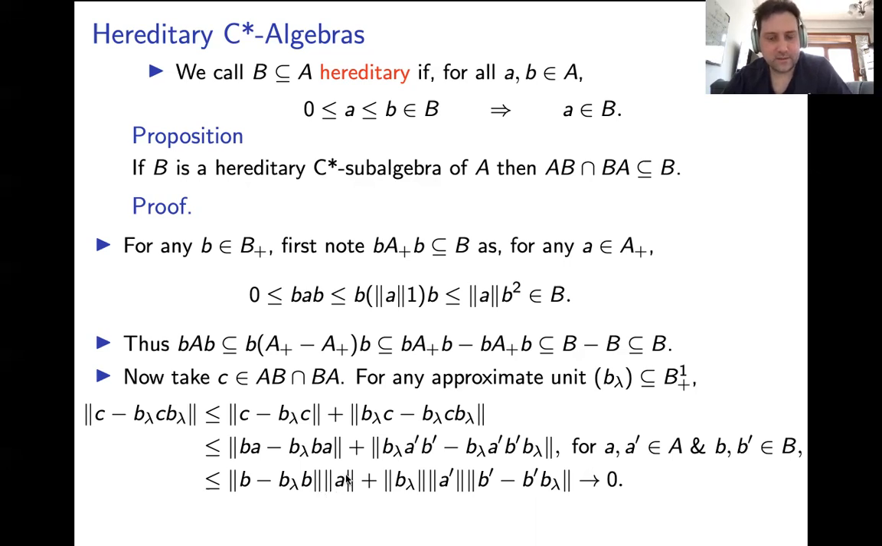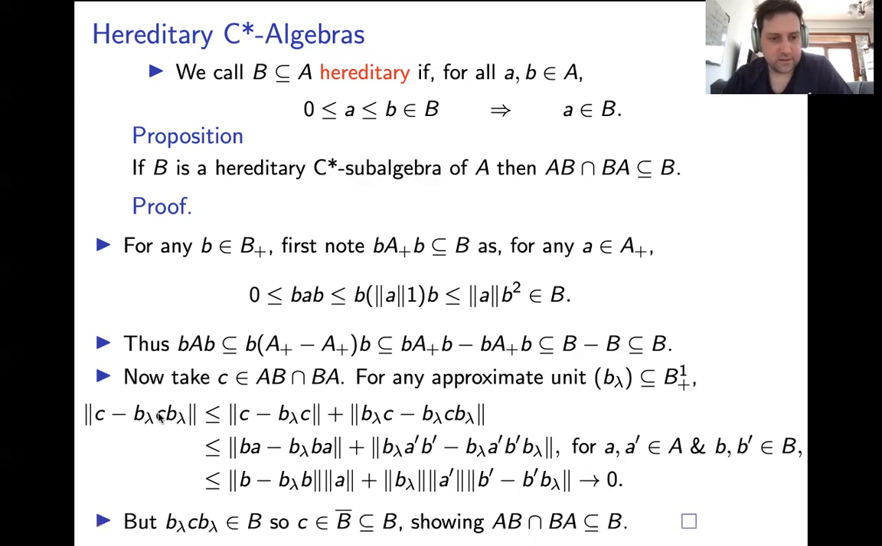Now these could be large, but this A prime and A here have to be fixed. So if these expressions approach zero, we know the whole expression has to approach zero. And these approach zero, recall, because B lambda is an approximate unit for all the elements of B. So this does indeed hold. These are in B, so any limit has to be in the closure, which is within B by assumption. A C-star subalgebra has to be closed. So this shows that AB intersection BA is a subset of B.